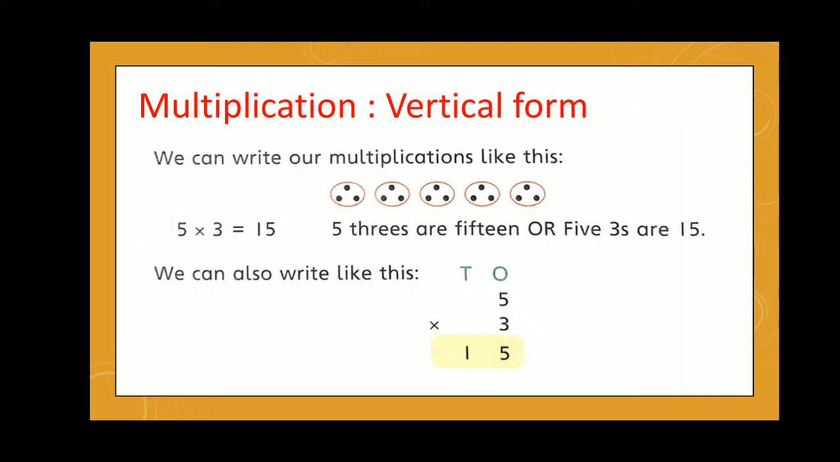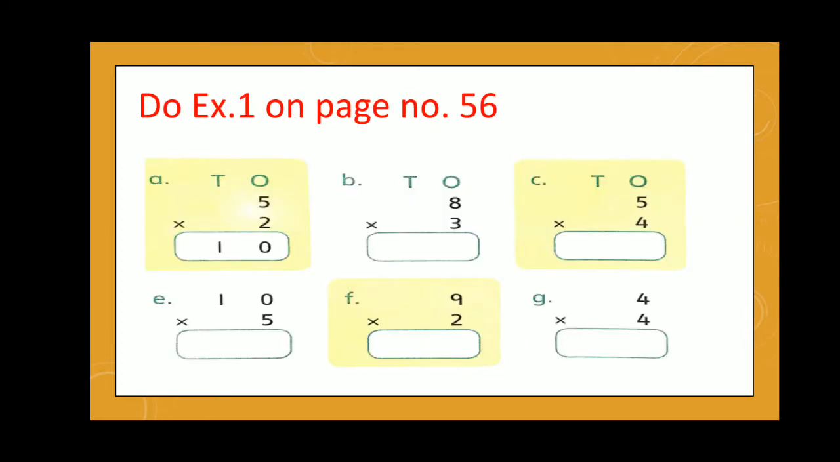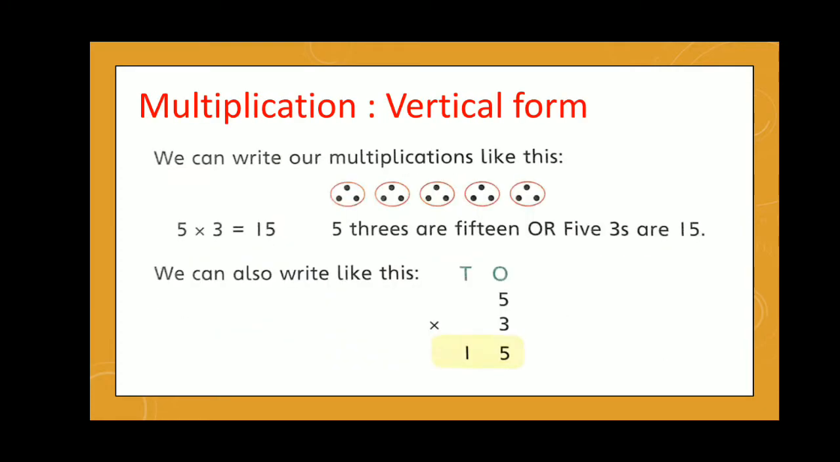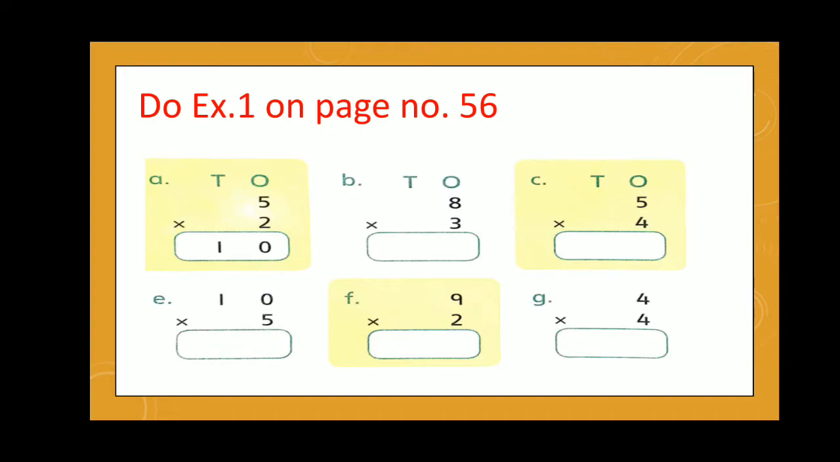Now we will learn multiplication in vertical form. As you can see, there are 5 sets of dice which have 3 stars on them. So we can say 5 multiplied by 3 is equal to 15. We can also write it like this in vertical form. Now open page number 56 and do exercise 1. Complete the sums in your book. Say the tables to help you.